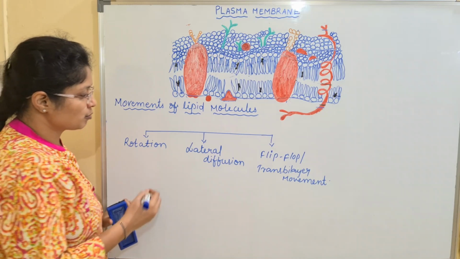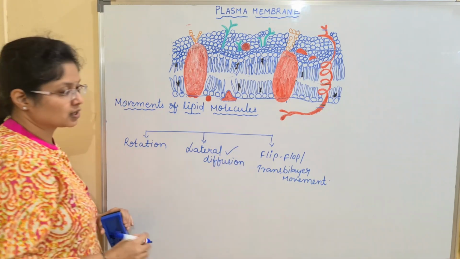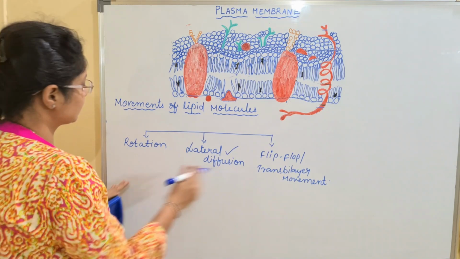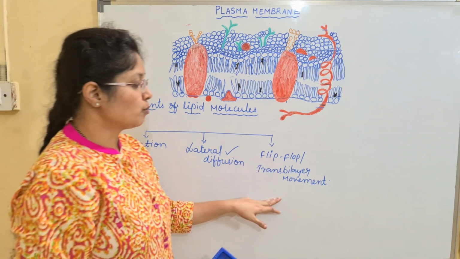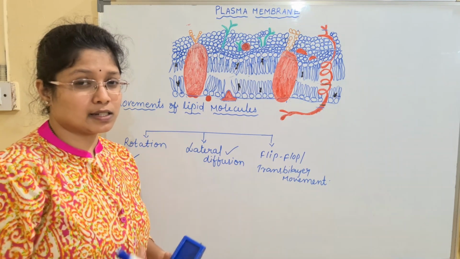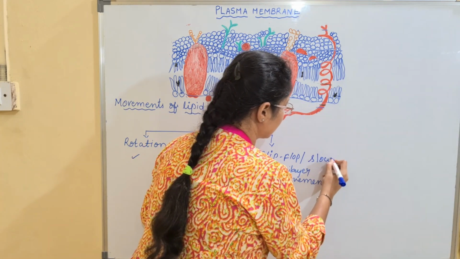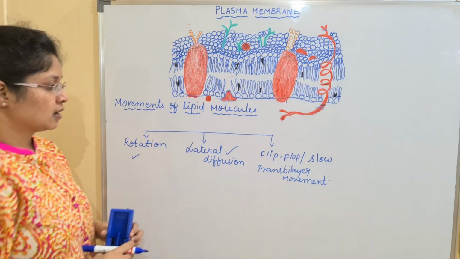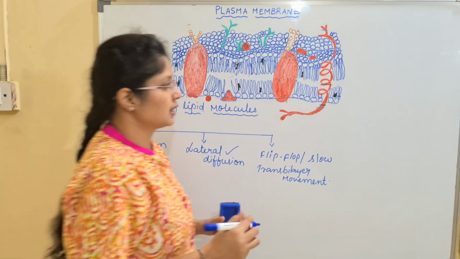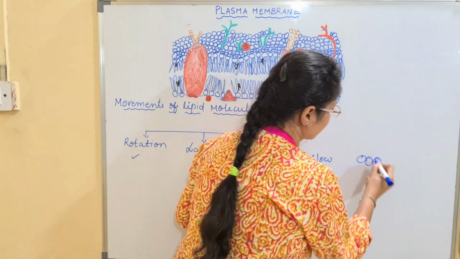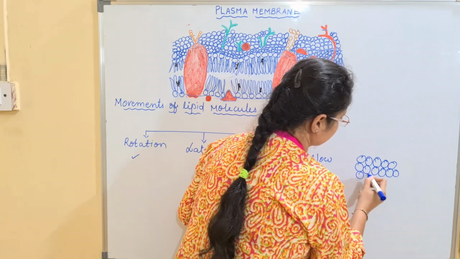And in this process, the most rapid movement is lateral diffusion. This will occur at a rapid rate, and of the other two, rotation will be frequent, and the flip-flop movement is very rare, or you can say it is a very slow process. It requires a lot of energy, and lateral diffusion will be faster. And not only that, if you observe the lipid molecules like this, let us say these are certain lipids.